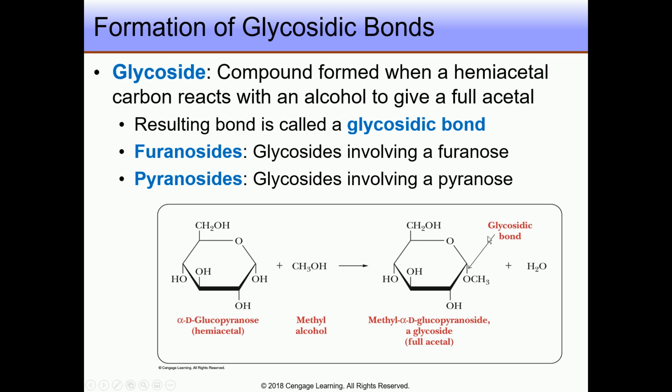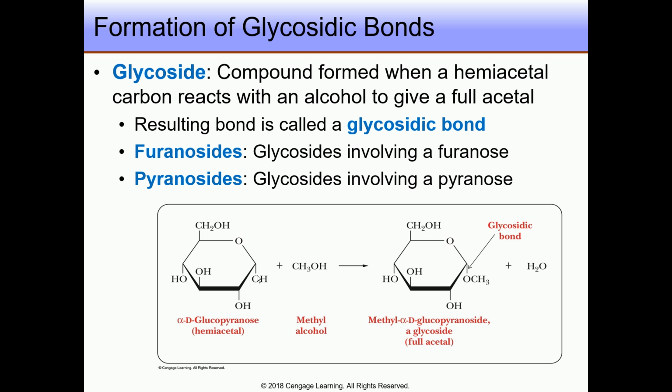And how is this bond formed? The OH group here and this alcoholic group together are going to lose a molecule of water, H from here, OH from here, and that is going to result in the formation of a bond between this CH3 and oxygen. And that bond which is formed between this alcohol and this sugar is called a glycosidic bond, and the glycosidic bond is formed by the removal of a molecule of water.